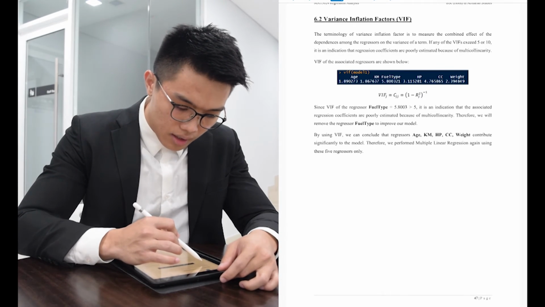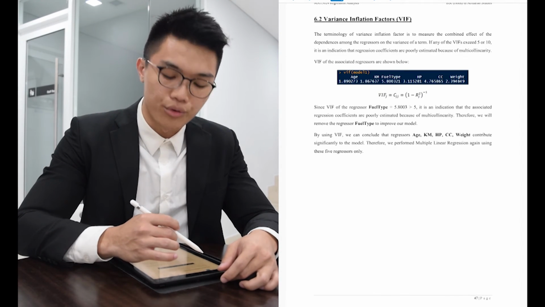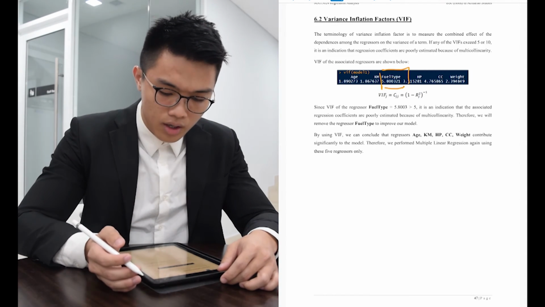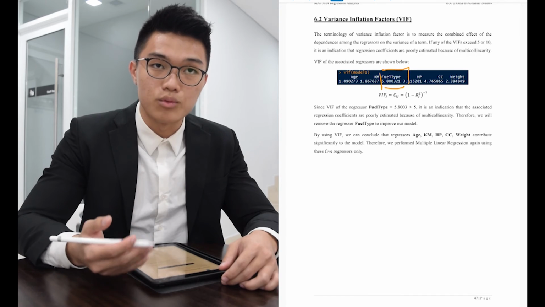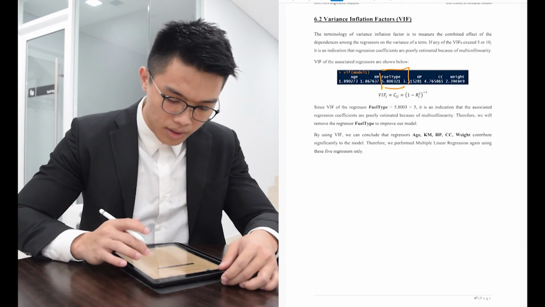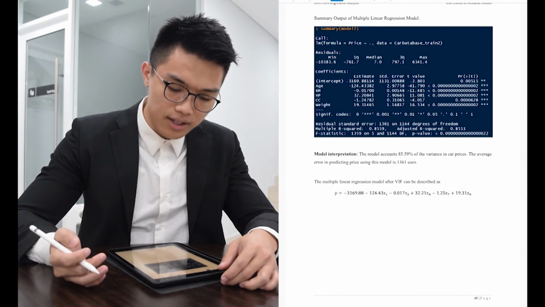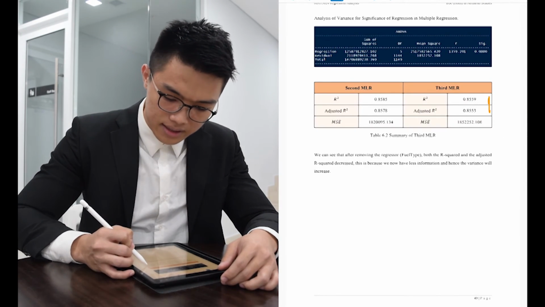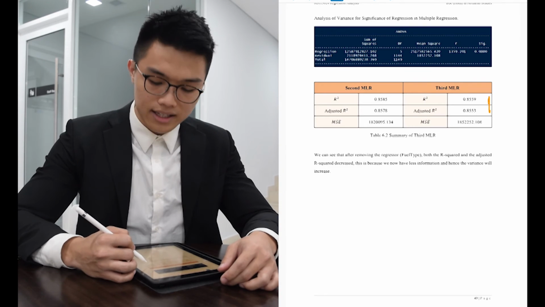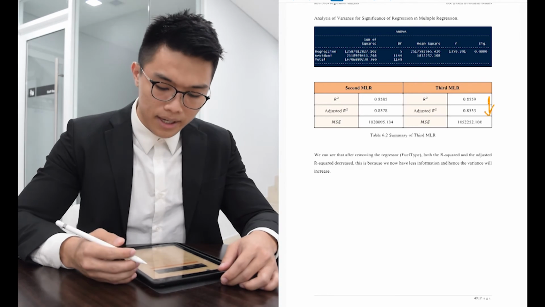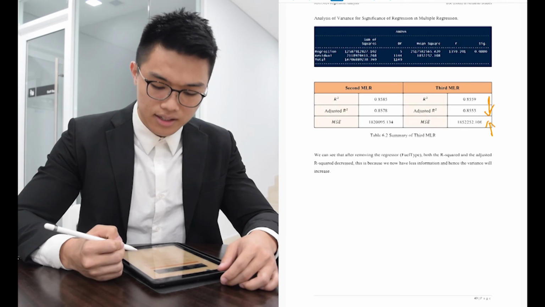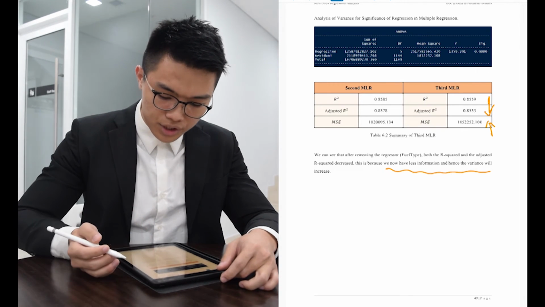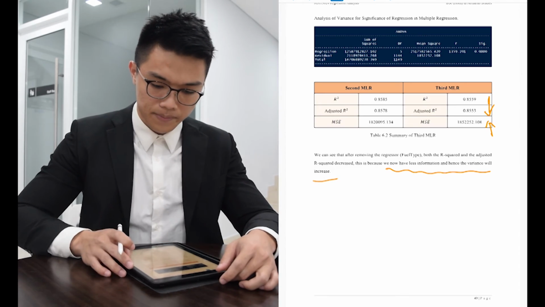So when we perform the VIF in the R program, we can see that the fuel type is 5.7, which means it has a higher correlation with the other regressors. After we remove the fuel type, we can see our model slightly decreased in the R square and the adjusted R square, but slightly increased in the MSE. This is because we now have less information and hence the variance will increase.